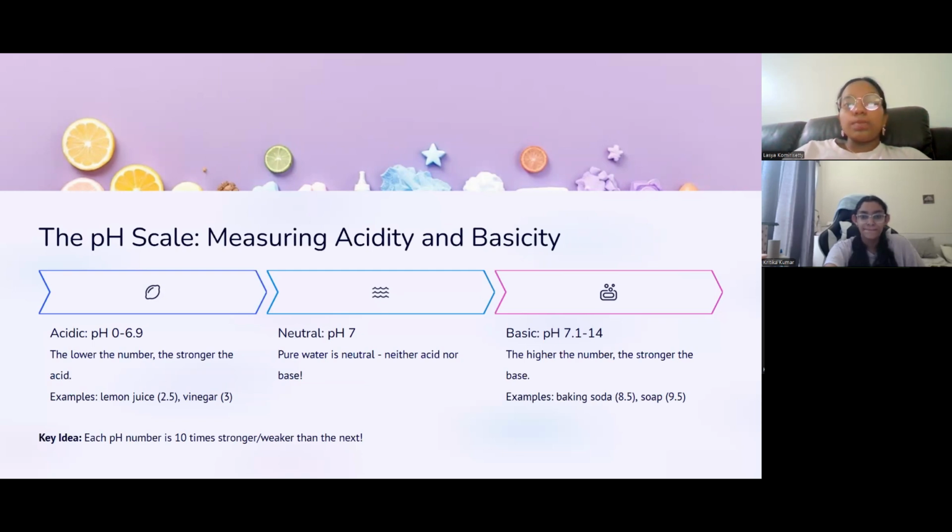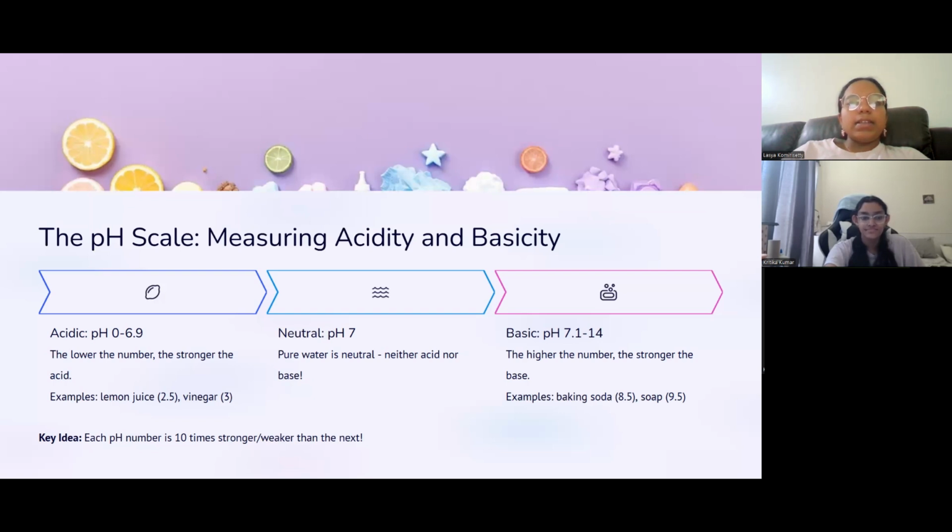Next, neutral. So neutral has a pH of 7. Pure water is neutral, neither acid nor a base. Finally, we have basic. A base's pH is between 7.1 and 14. The higher the number, the stronger the base, like we said before. The examples are baking soda, which is 8.5 in pH, and soap, which has a pH of 9.5.